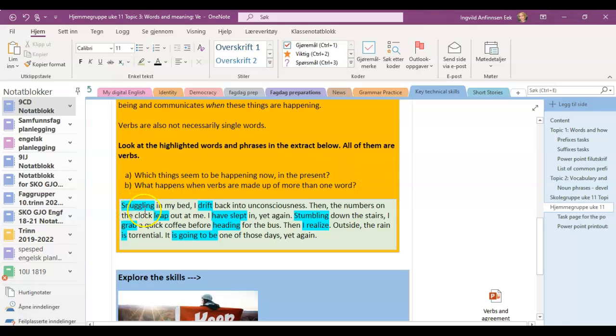Looking at these, what verbs do we have? Which things seem to be happening now in the present? And what happens when verbs are made up of more than one word? Now, this is something I want you to just think about, study and think about now, and we will talk about this when we get back in class.